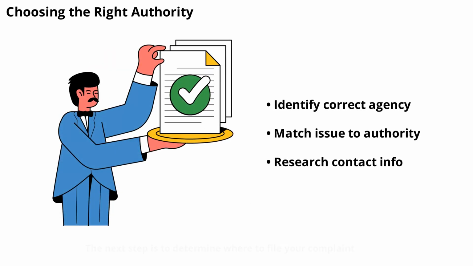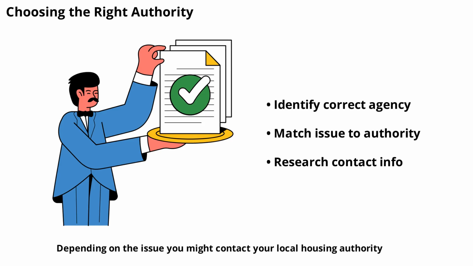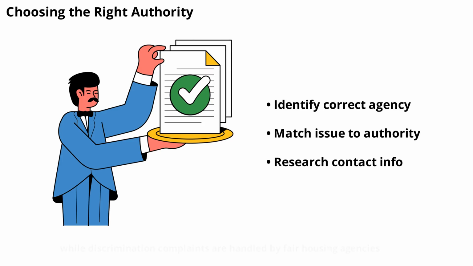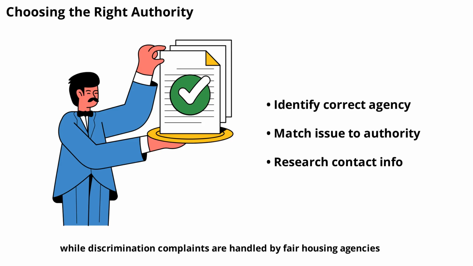The next step is to determine where to file your complaint. Depending on the issue, you might contact your local housing authority, city code enforcement, or a fair housing agency. Each organization handles specific types of complaints, so it's important to choose the right one. For example, maintenance issues often go to code enforcement, while discrimination complaints are handled by fair housing agencies. Research your local resources to find the correct contact information and procedures.